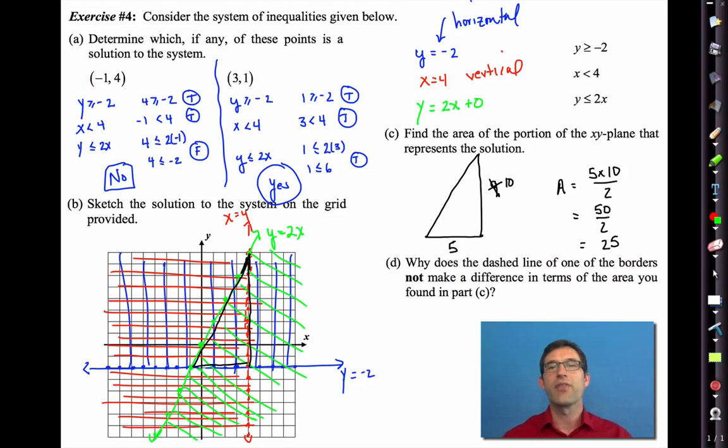Now I really like thinking about the last question, letter D. Why does the dashed line of one of the borders, and that's this border, my x equals 4 border, why does that make no difference in terms of the area? All right, think about that for a second. This is actually a little bit of a tricky question. I just dropped my pen. But think about why the dashed line doesn't make a difference in terms of the area. All right, pause the video now.